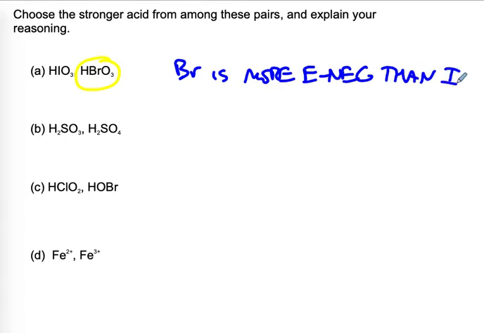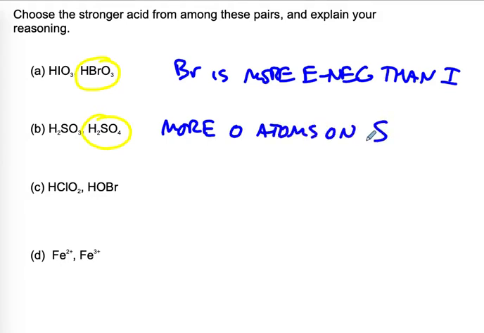H2SO3 versus H2SO4, we saw that the more oxygen atoms attached to the central atom of the oxyanion and the oxy acid, the stronger the acid. And in fact, that's consistent with our knowledge that H2SO4 is a strong acid. So more O atoms on sulfur.